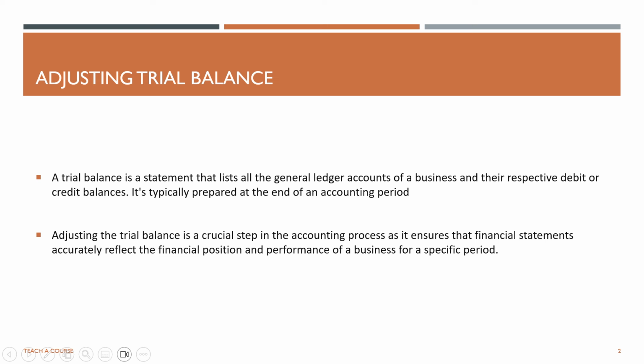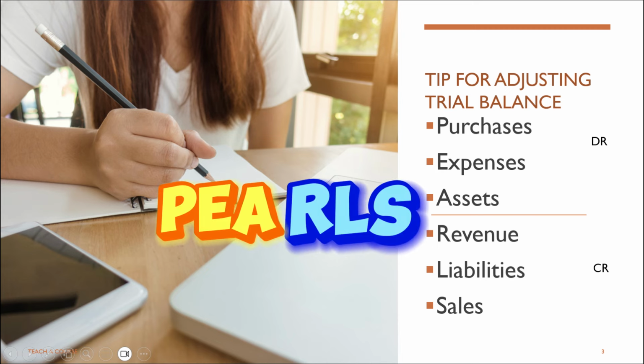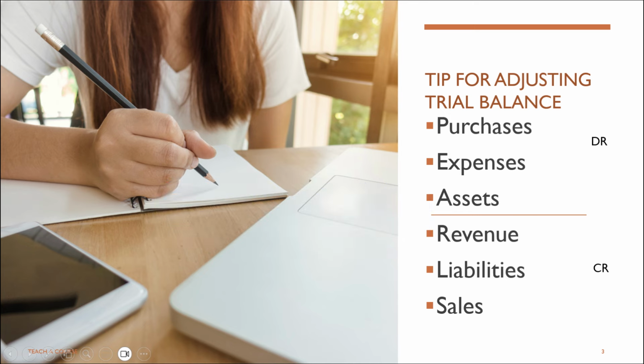Now, my number one tip that I've gone with since I started learning accounts almost 14 years ago, I believe, or 10 years ago, one of the two. When we're doing accounting and the trial balance, a quick way for us to remember is through PEARLS. PEARLS is simply an acronym for purchases, expenses, assets, that would be on the debit side. And then on the credit side would be the revenue, liability, and sales. That's for when you need to adjust for a trial balance.